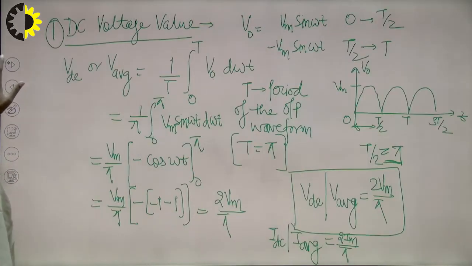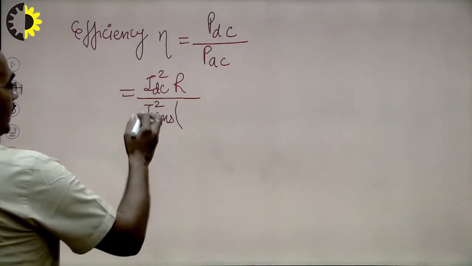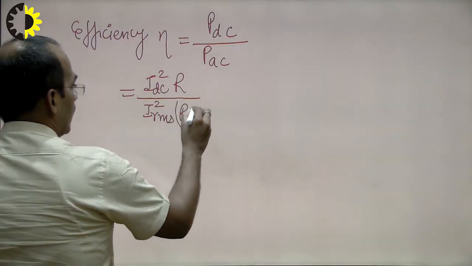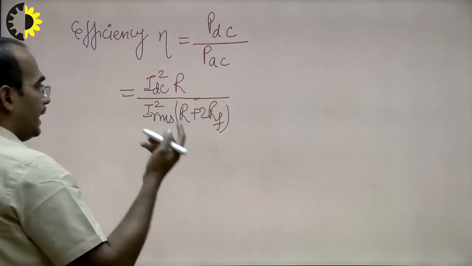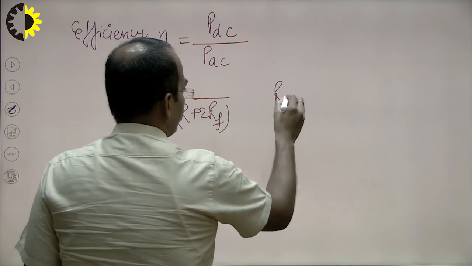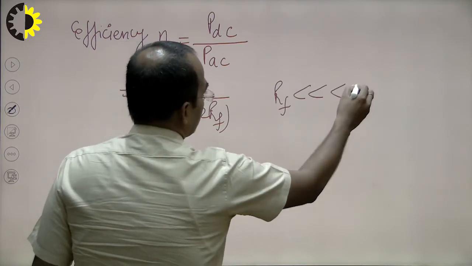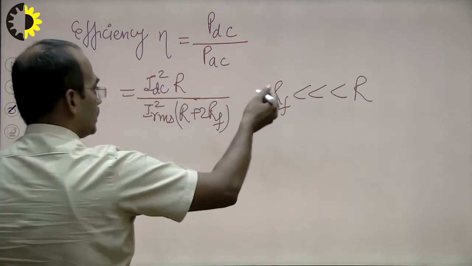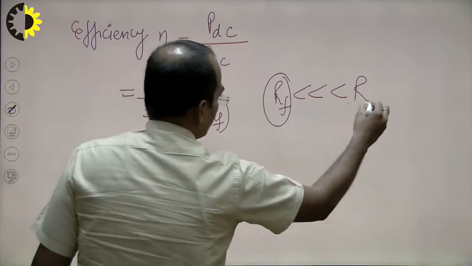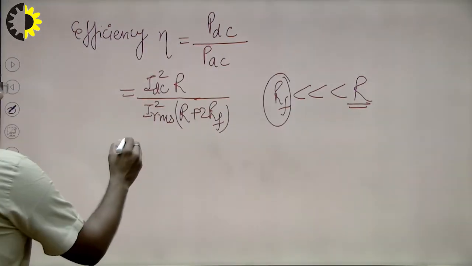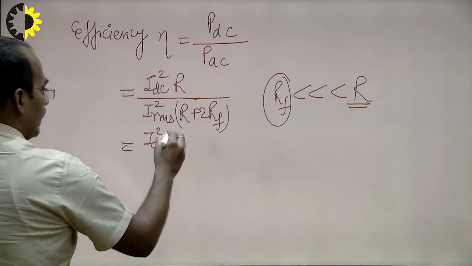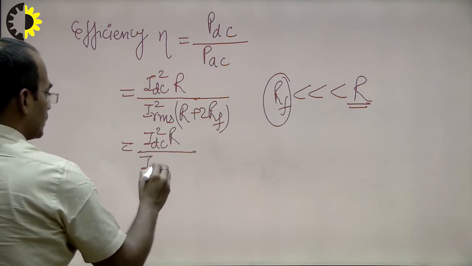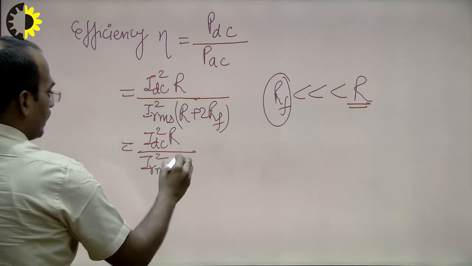So what will be the PAC? PAC will be IRMS square times R plus twice RF. I can say that the resistance RF is less than resistance R, so I can ignore RF as compared to R. So I can write this equation as IDC square R upon IRMS square R.